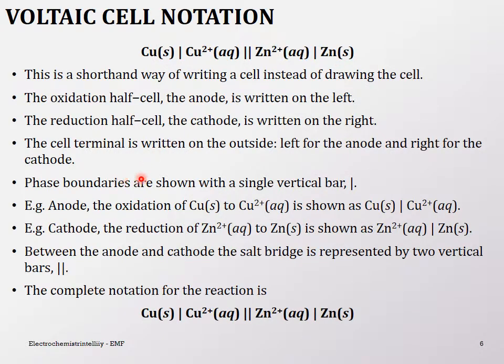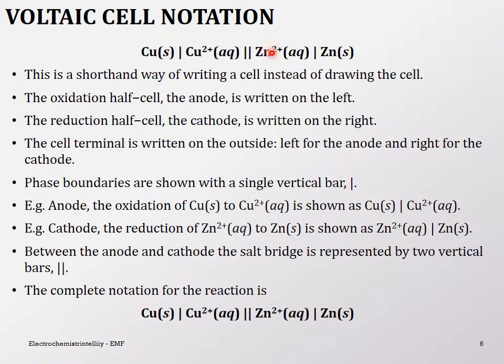The phase boundaries are listed by a single vertical bar. This is the phase boundary. The phase boundary tells us that copper solid is my electrode and copper 2+ is my solution. And then here the phase boundary is between zinc 2+ and the zinc electrode itself. And then, of course, you have to write what the charges are on each of these ions that are being produced. So copper, for example, is going from copper solid to copper 2+, which tells you right away that you're losing 2 electrons over here.